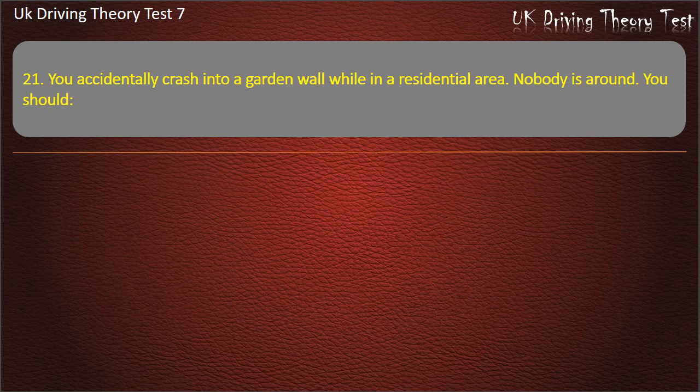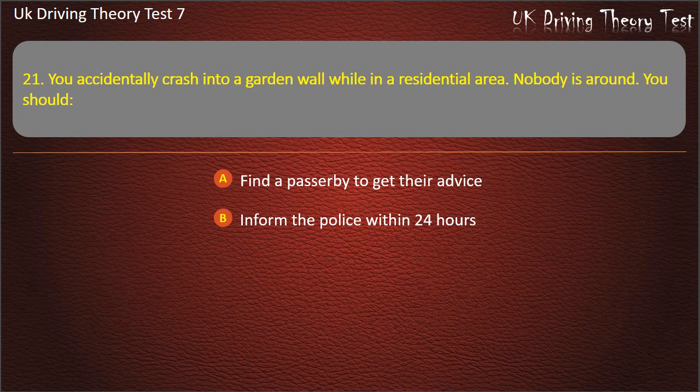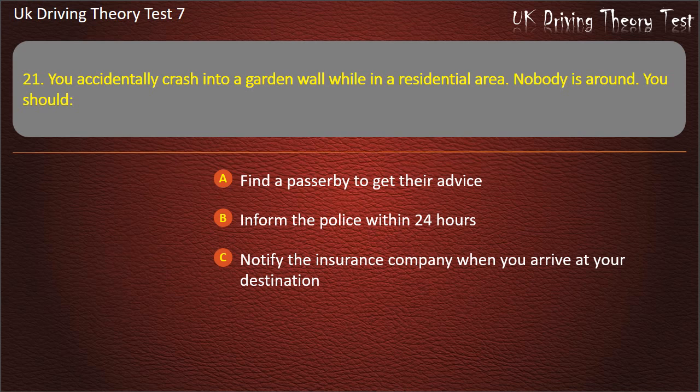Question 21. You accidentally crash into a garden wall while in a residential area. Nobody is around. You should find a passerby to get their advice. Inform the police within 24 hours. Notify the insurance company when you arrive at your destination. Inform the house owner by visiting them the next day. Answer. Inform the police within 24 hours.